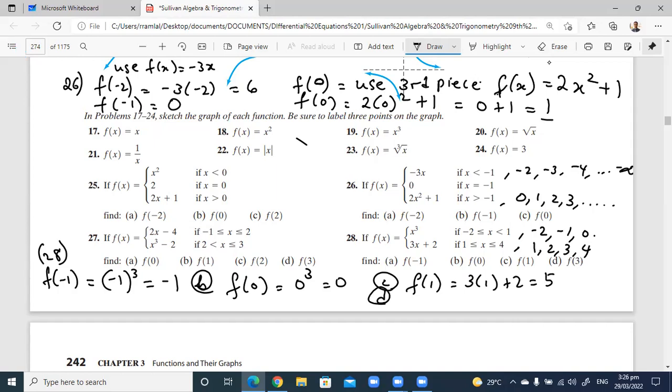And for D, to find f of 3, you're going to use the second piece as well. You'll have 3 by 3 plus 2. That's 6 and 2 is 8. Did you all get these things? Any questions? Sir, 3 by 3 is not 6. Okay, my mistake, sorry about that. 3 by 3 is 9 and 2 is 11.